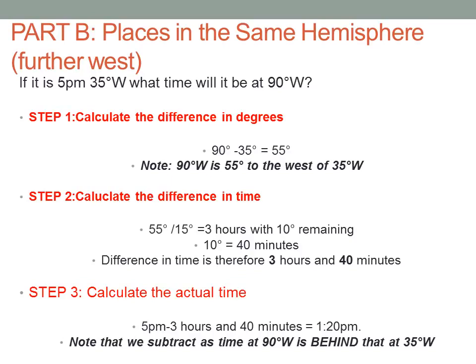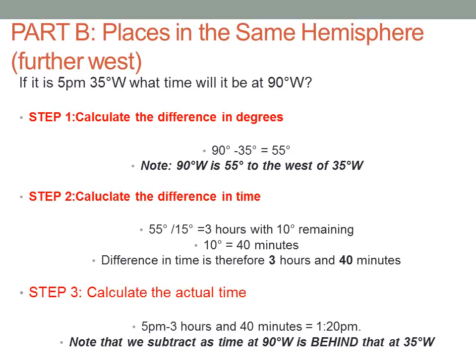Okay, students, we have just completed part B of our objective, calculating the time of places in the same hemisphere. So we have completed calculating the time of places for the east and calculating the time of places for the west. We are now moving on to part C, calculating the time of places across hemispheres.